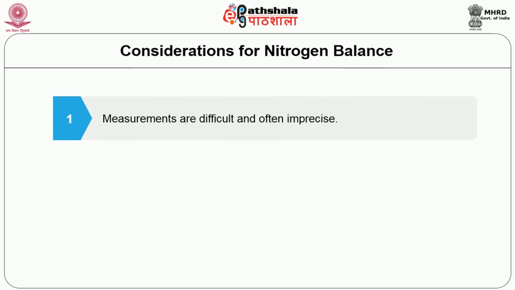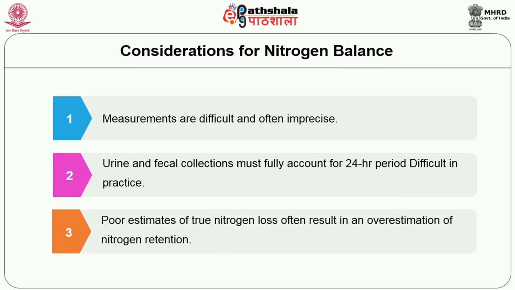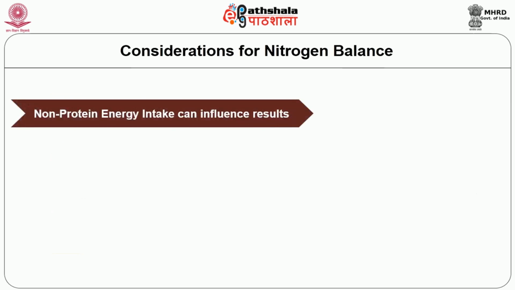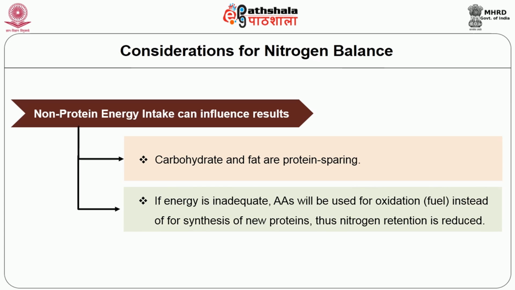So, what are the considerations for nitrogen balance? Measurements are difficult and often imprecise. Urine and fecal collections must fully account for the 24-hour period, which is difficult in practice. So, poor estimates of true nitrogen loss often result in an overestimation of nitrogen retention. Non-protein energy intake, like carbohydrate and fat, can influence results through protein sparing. If energy is inadequate, amino acids will be used for oxidation as fuel instead of for synthesis of new proteins, thus nitrogen retention is reduced. So, we are not really estimating the nitrogen balance properly in such a situation, when more oxidation, particularly of amino acids, is taking place.